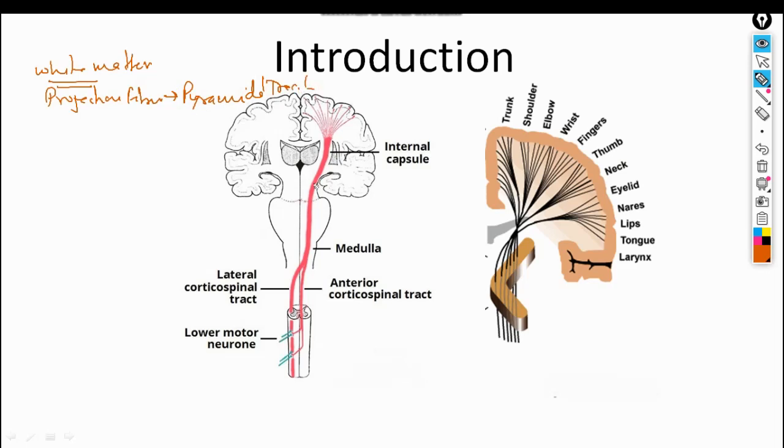So we can see here, this is the internal capsule. It is composed of myelinated axons of ascending and descending tracts, and the fibers are densely packed here. So remember, a very small lesion can give a big effect. Clear? Why? Because the fibers are densely packed in this internal capsule.